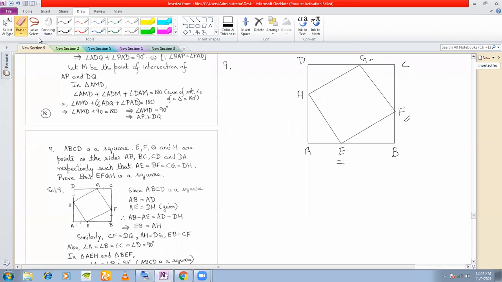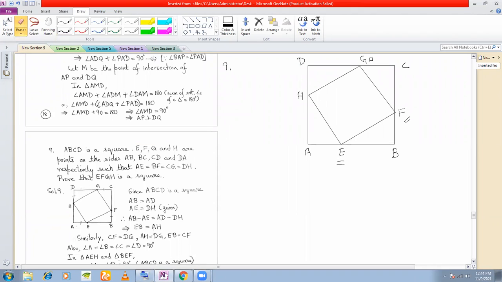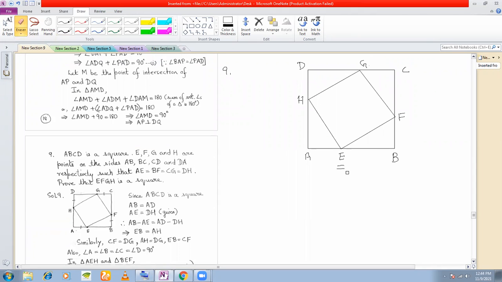And how have I taken these points? I have taken these points such that AE must be equal to BF. You have to take these points in such a way. And also you have to take these points such that CG is equal to DH. That means all these four must be equal. You have to take these four points EFGH in such a way that these four are equal.